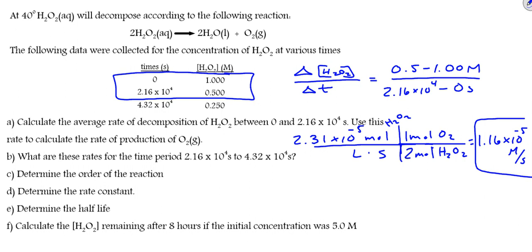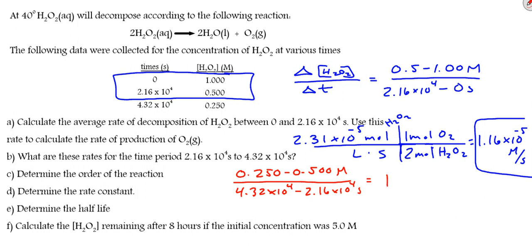Letter B, what are these rates for the time period from 2.16 to 4.32? Well, let's plug that same idea in. And for these, ignoring the negative, for the hydrogen peroxide, the rate is approximately this. And if I divide that by 2, I get that for the oxygen. And you can see for both that the rates are decreasing, which is something that we have discussed. As reactions happen, less and less possibilities and collisions can occur, so reaction rates decrease over time.